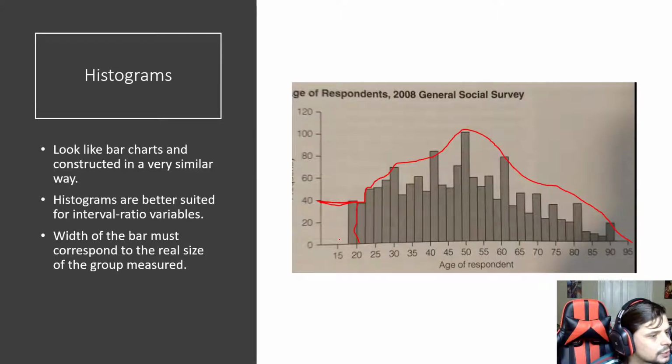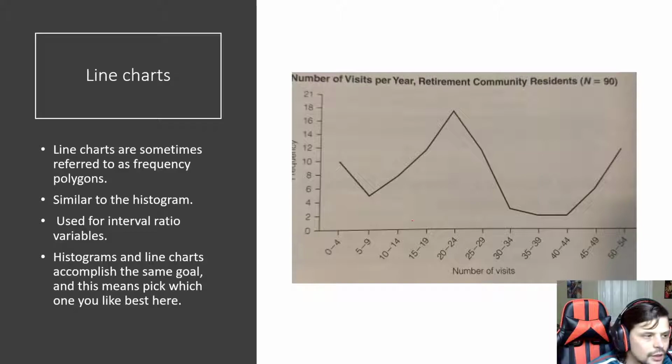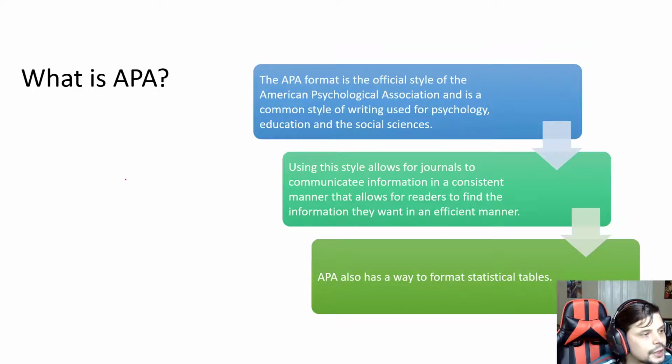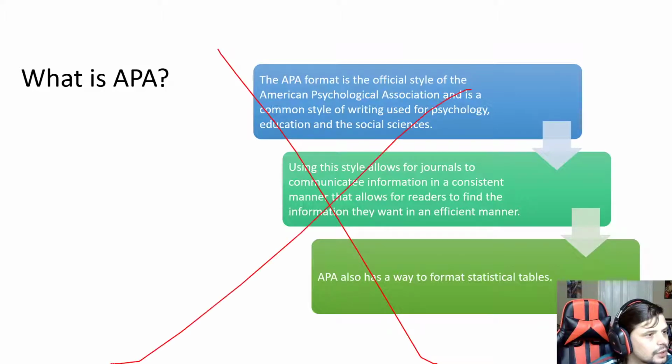So, age of respondent, this is 18 through 20. And there were 40 cases in the 18 through 20 category, and then you have this category of 21 through 22, and so on and so forth. The line chart is what we just saw, but it's just plotted as a line. We could have the histograms here just as well. Okay, so that's that. Don't worry about APA. I'm not going to make you do APA at all.